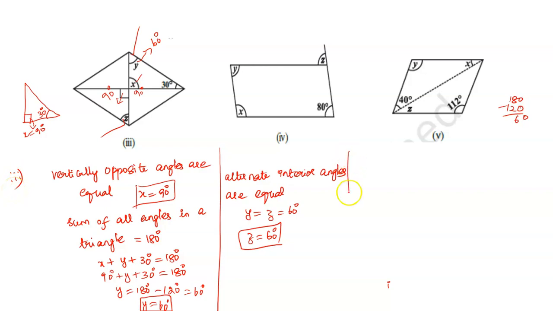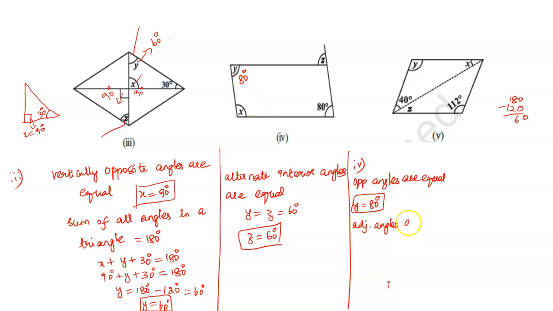And when coming to the fourth problem, again I can easily say that these two angles are opposite. So definitely y is 80 degrees, right? Opposite angles are equal. So y is equal to 80 degrees, and these two are adjacent angles. So adjacent angles are supplementary.